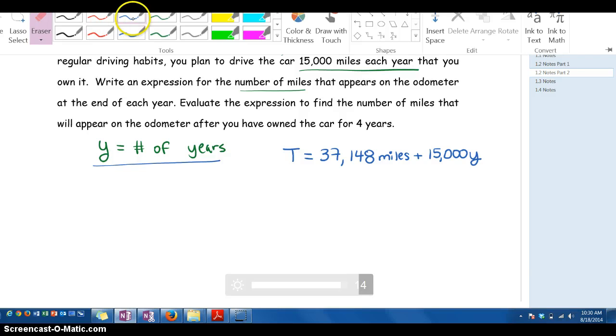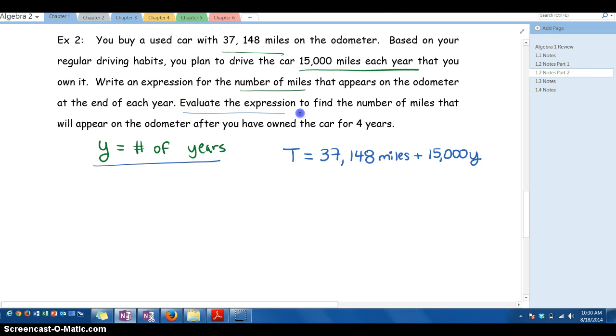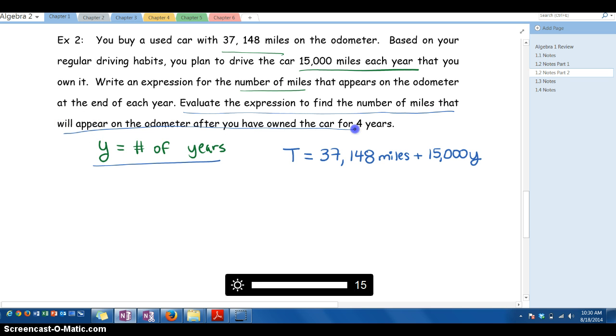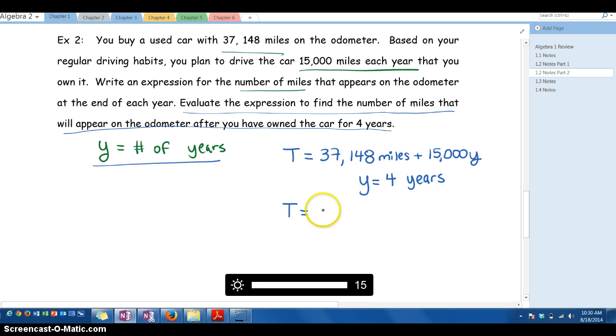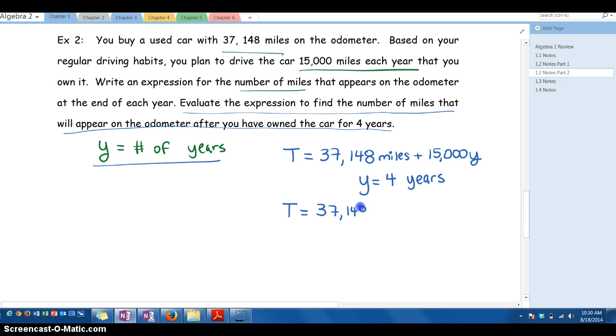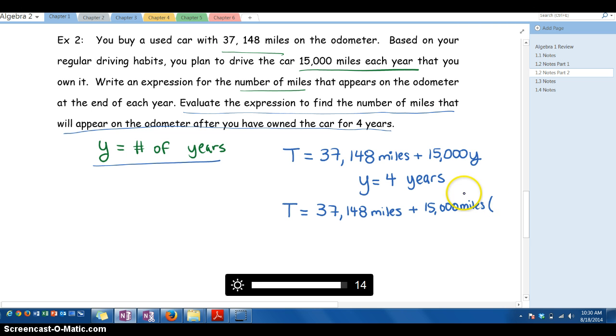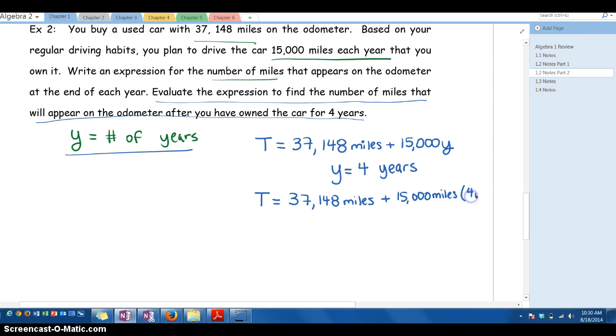Well, let's kind of continue reading, see what else they want. It says, evaluate the expression to find the number of miles that will appear on the odometer after you have owned the car for 4 years. So now they're telling us that y equals 4 years. So what they want us to do is use the equation, the total, which is the total number of miles. 37,148, remember, miles were already on there. Plus 15,000 miles for each year, and in this case for 4 years.